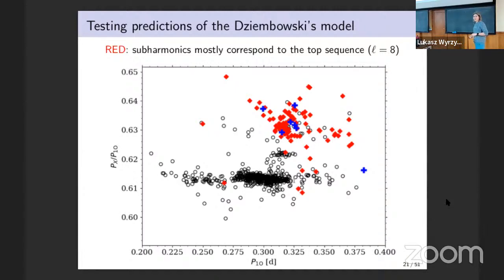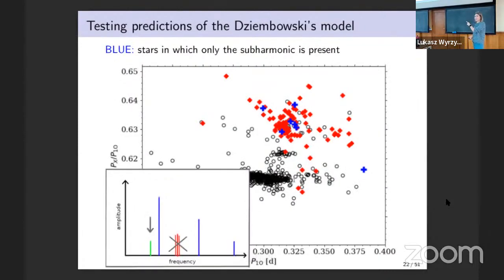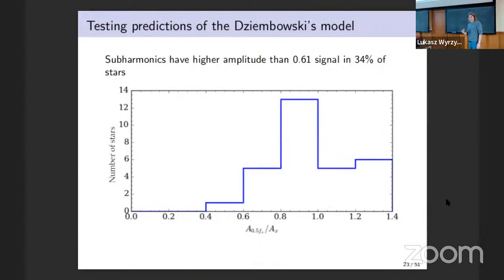Also a very interesting group here are those blue stars, because in these stars the situation is like this. We do not see those additional signals that form period ratio 0.61, but we see the signal that would be a subharmonic, which would fit very nicely if these are those non-radial modes. So maybe these are stars in which we see only those non-radial modes. And they also fall very nicely onto the top sequence if we calculate what the period ratio of those additional signals would be. So this is another argument in favor of the model proposed by Professor Dziembowski.